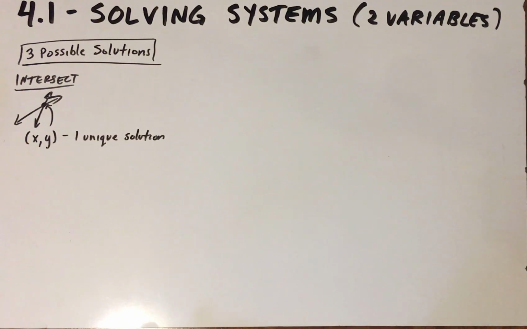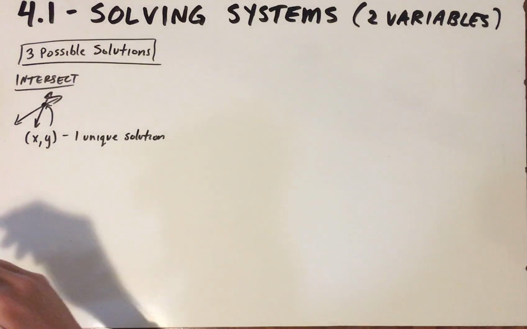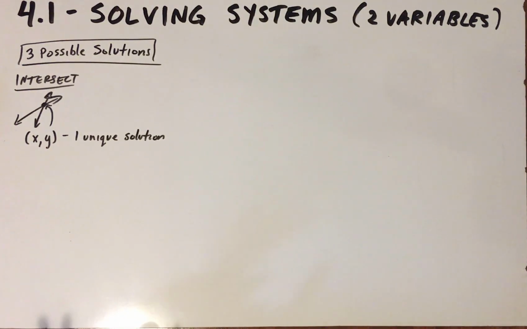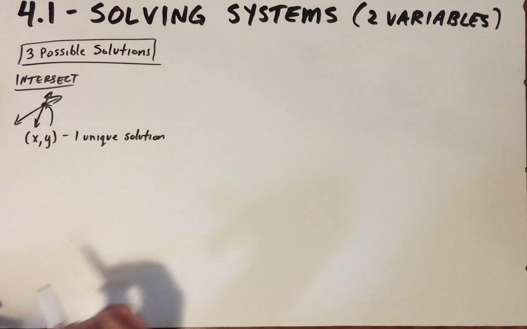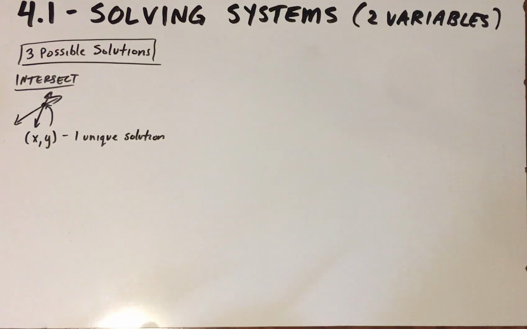Okay, so if they intersect, and we're not talking about perpendicular lines here, these can intersect at any angle. So if they aren't parallel or the same line, they will intersect. And where they intersect, that is where the solution is. That is how you find the solution.